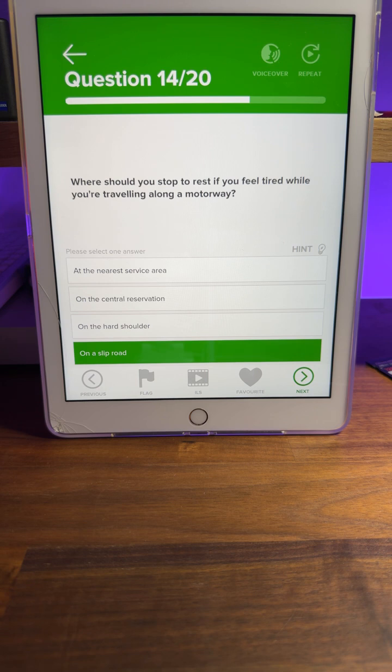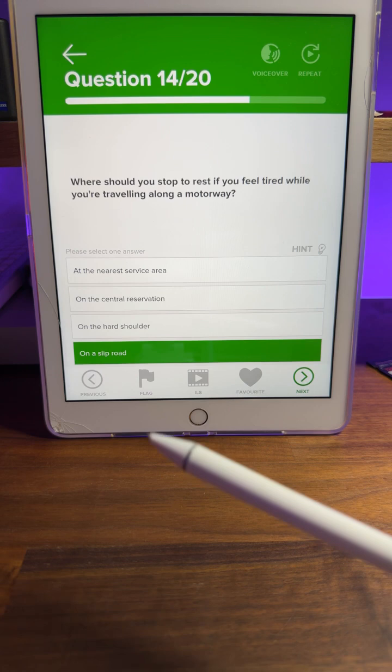Kyle Bell, I passed my theory not long back because of you. Going live, thank you. Oh, Kyle, excellent to hear, mate. Excellent. Well done for passing the theory test.